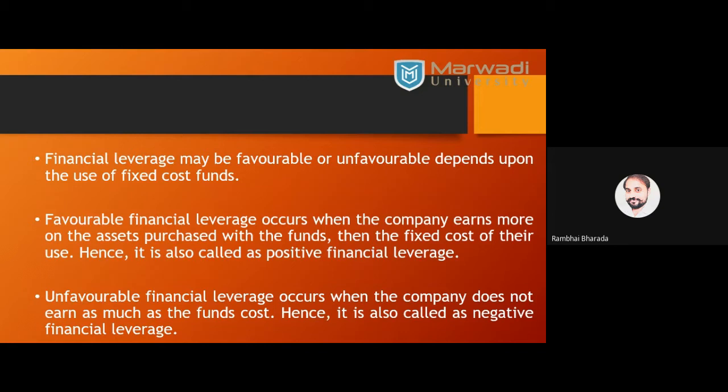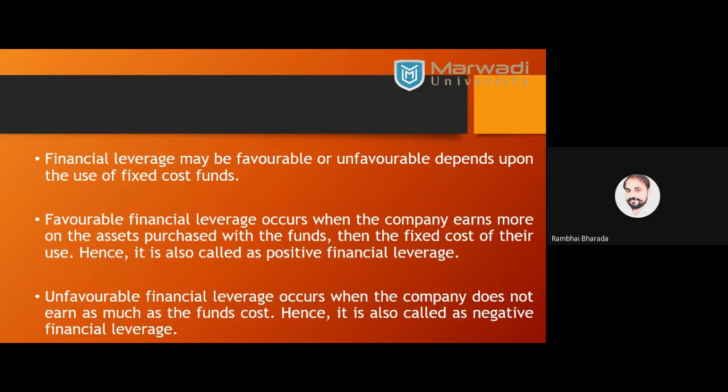Are we clear? Is this understandable? So this is the earning. This is the earning from that particular machine. Now what is here? When the company earns more on assets purchased with the funds. Okay, here funds means loan. The company has purchased the machinery.